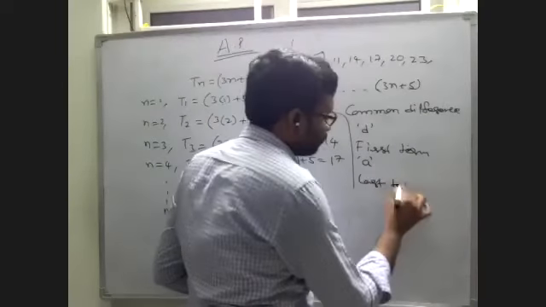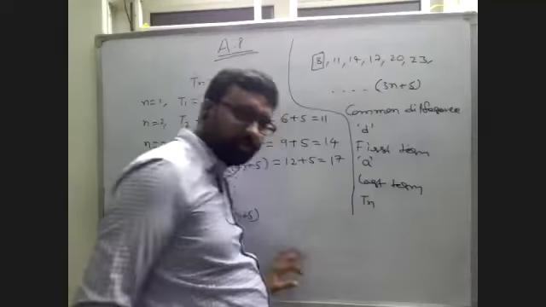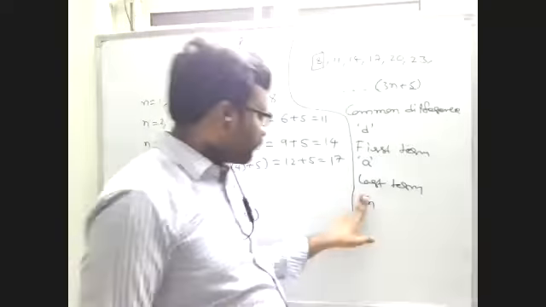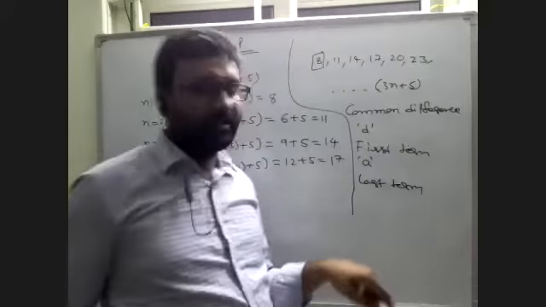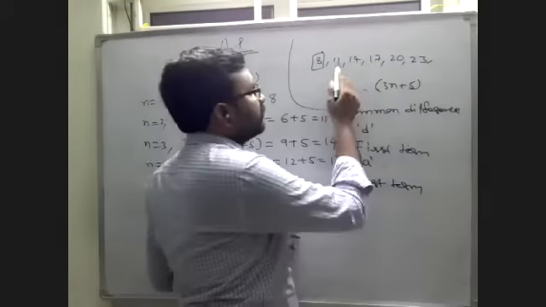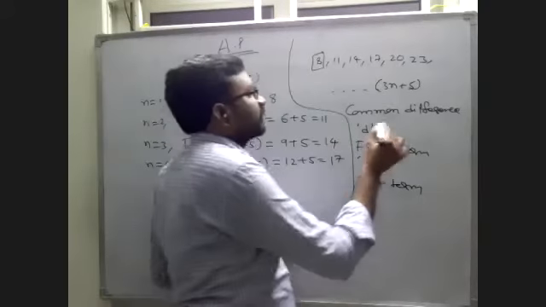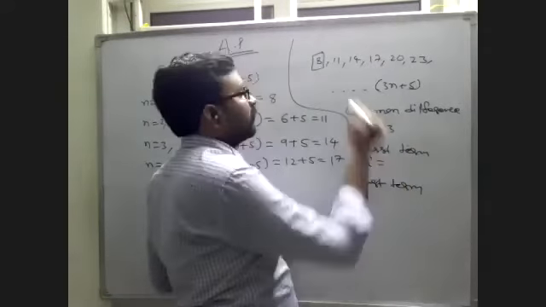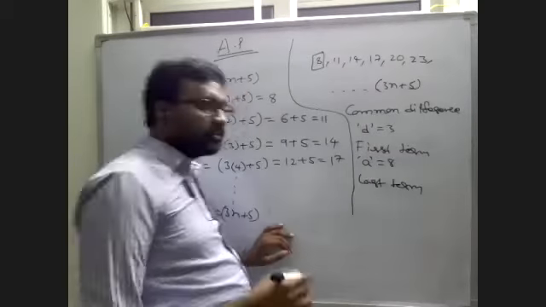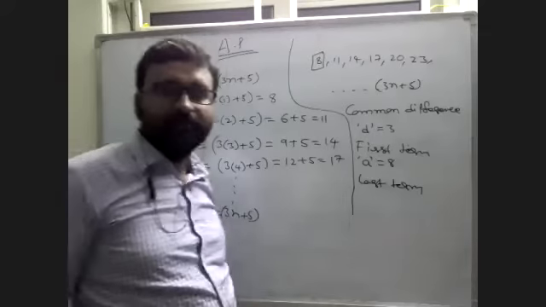Last term, denoted by Tn. Sorry, the nth term is 3n plus 5. Now here, what is the common difference? Subtracting any two consecutive numbers, you will get 3. And the first term is 8. And the nth term is 3n plus 5.